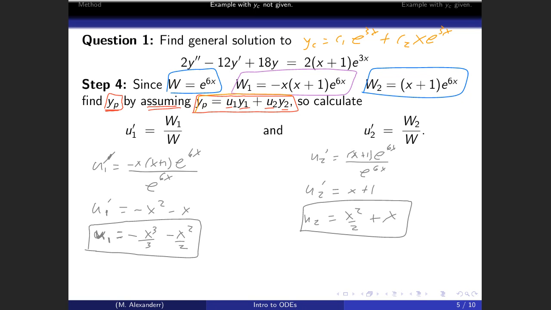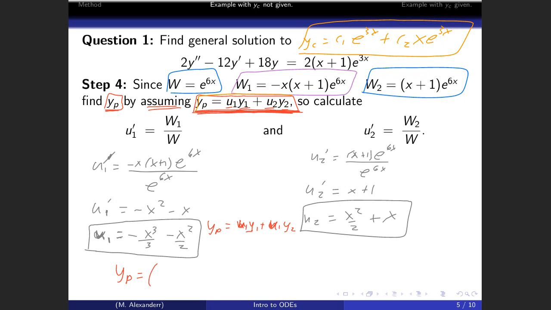All right, so we're going to use the complementary solution and put it together with the u functions that we have, using this formula that's given to us. We assume that the solution was this red format. So the particular solution is going to be, let me write it out here, yp is equal to u1 y1 plus u2 y2. That's the format, and those are the u functions.